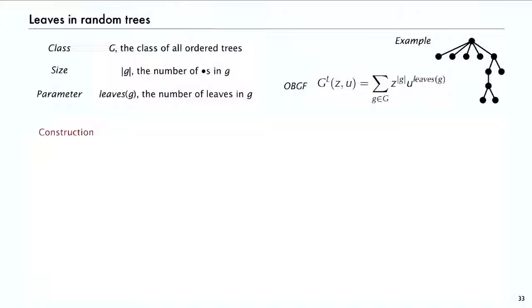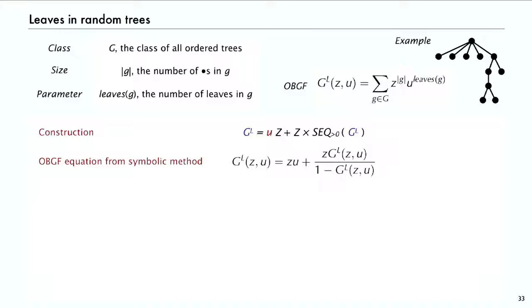So our parameter is the number of leaves in the tree. What's a tree? A tree is either a root, or it's a root with a non-empty sequence of trees. So that root is a leaf. That one's got no trees below it, so that's what we mark. So that construction immediately translates to a generating function equation, just using the symbolic method. And it's very similar to the one that we saw when we generated trees.